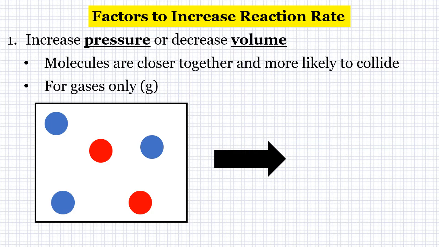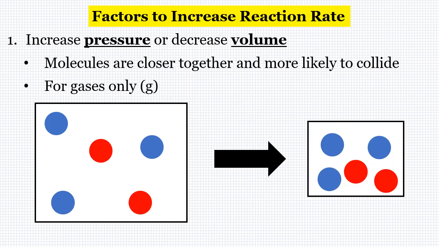So think about it. If you're in a wide open field with 10 people, your chances of running into somebody are pretty slim, especially if you guys are spread out. But if you take that same football field and you shrink it down to a really tiny closet, your chances of bumping into somebody are pretty big. So when we decrease the volume, we're going to increase the pressure and our chances of bumping in are increased.